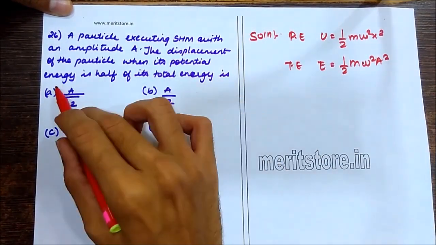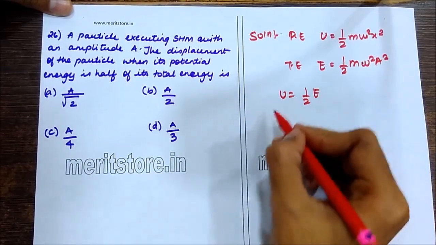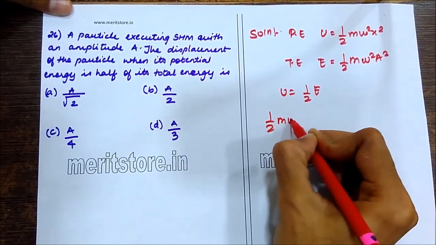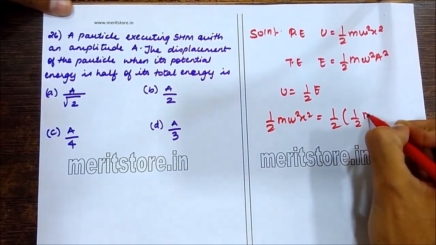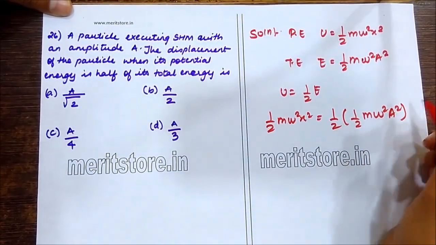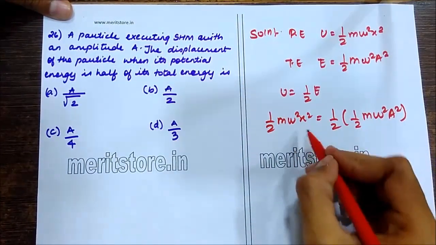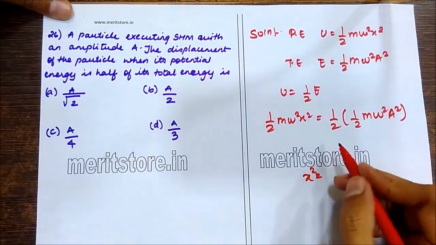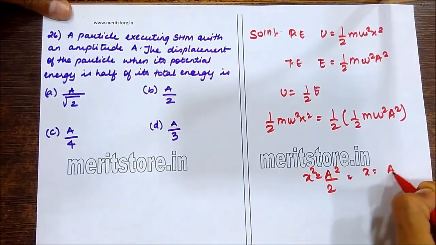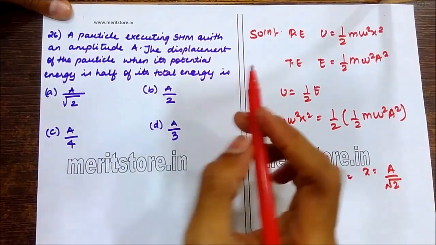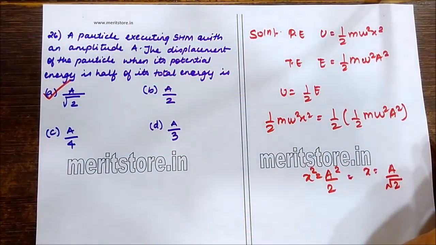According to the sum, the potential energy U is half of the total energy, half of E. So the equation becomes half m omega square x square equals half of half m omega square a square. We need to find the displacement x. So x square comes out to be a square upon 2, or x equals a upon root 2. So the correct option is A, x equals a upon root 2.